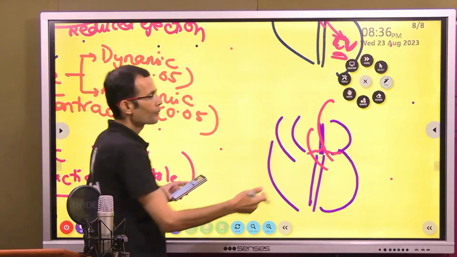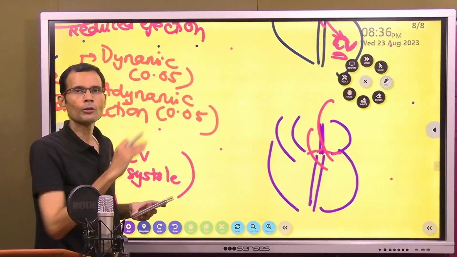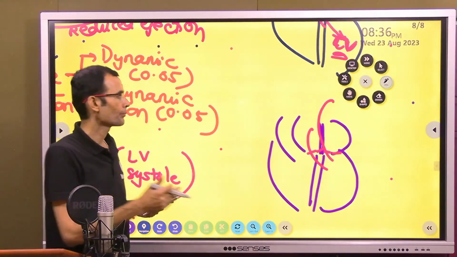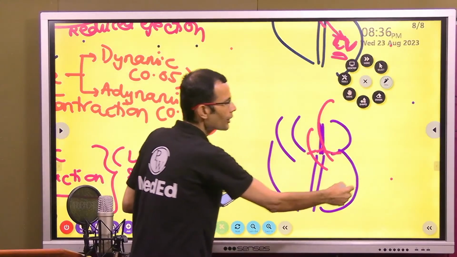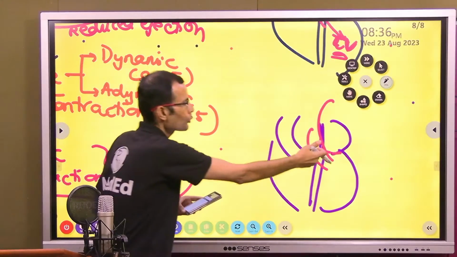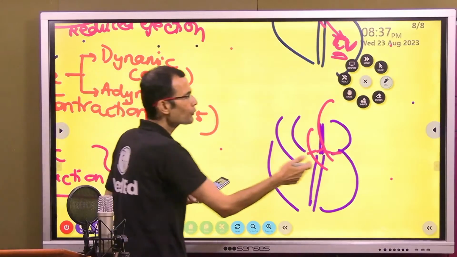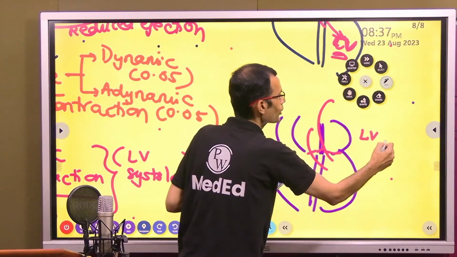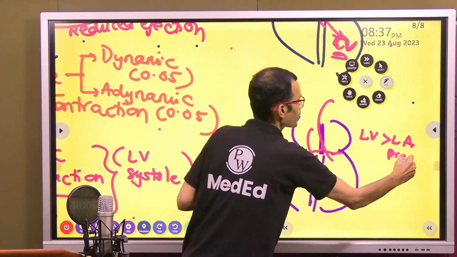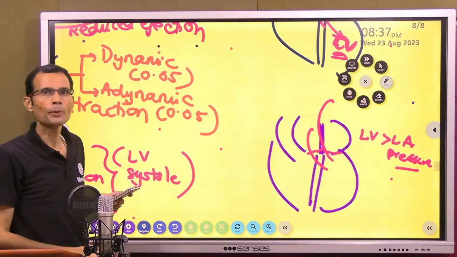Now what happens is ventricular pressure is decreasing. It's diastole, but it has not become less than the atrial pressure. Left ventricular pressure, although it is falling, has not become less than the left atrial pressure. So the mitral valve could not open yet, which means left ventricular pressure is still more than left atrial pressure. That is why the mitral valve could not open yet.